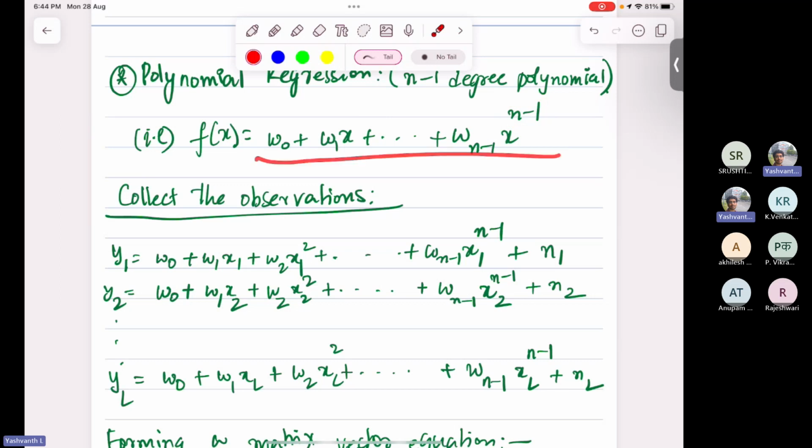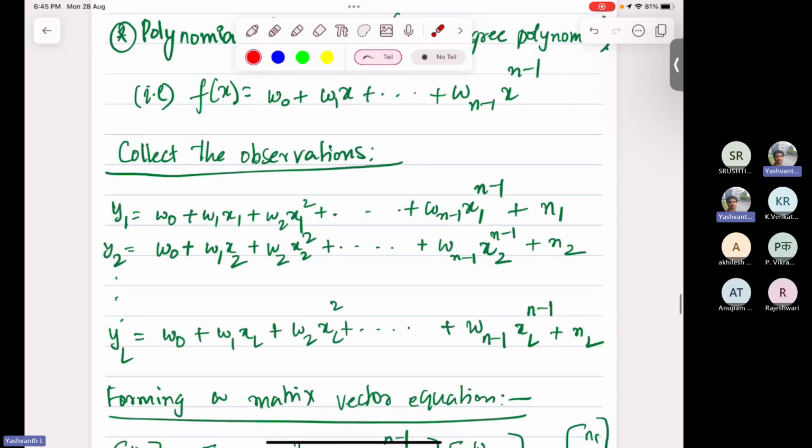Now here I'm saying that it will have all the powers from 0. This is the 0th power of x. This is the first power of x. This is the second power of x, and so on till the n minus 1th power of x. All I need to tell you is what these wi's are: w naught, w1 and so on, w n minus 1. If I somehow find these values, I know what the function is. Correct? That is the goal.